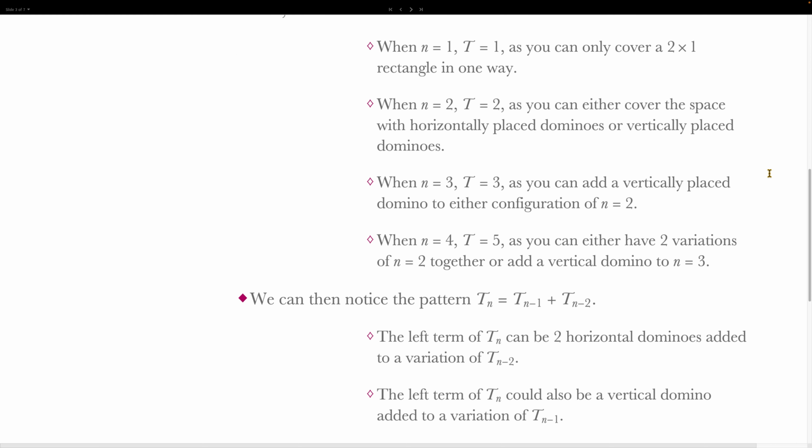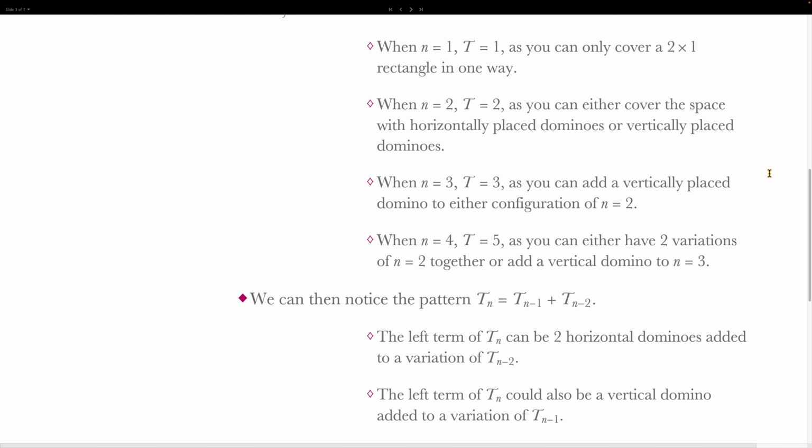From here, we can notice the pattern that t sub n is equal to t sub n minus 1 plus t sub n minus 2. Running through this, we can verify that t sub 3 is equal to 1 plus 2, which is 3, and t sub 4 is equal to 3 plus 2, which is 5.